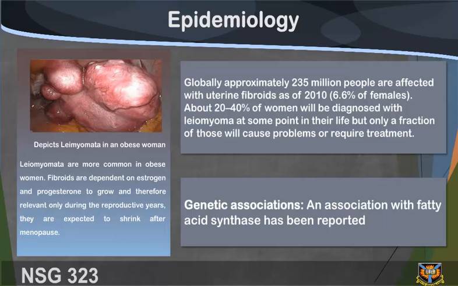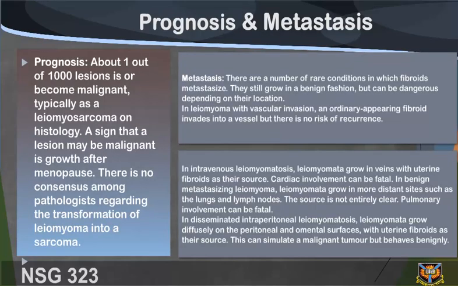Genetic associations. An association with fatty acid synthase has been reported. Prognosis and metastasis. Prognosis: about 1 out of 1,000 lesions is or becomes malignant, typically as a leiomyosarcoma on histology. A sign that a lesion may be malignant is growth after menopause. There is no consensus among pathologists regarding the transformation of leiomyoma into a sarcoma.